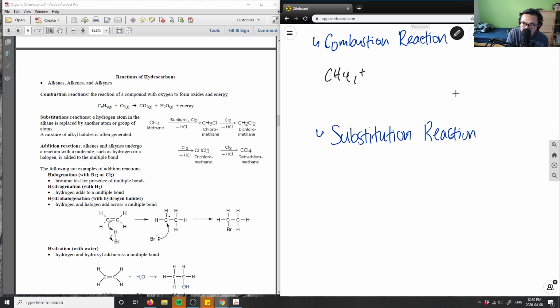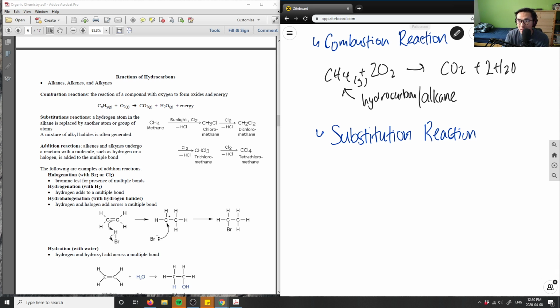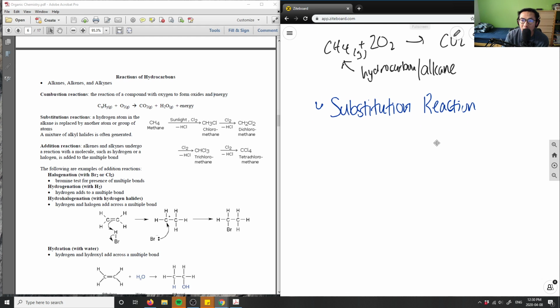CH4, in gas form, plus 2O2 yields CO2 plus 2H2O. And this here was our hydrocarbon, or in this case, our alkane, because it's methane. Sweet. And then what we're going to do is talk about our substitution reaction.